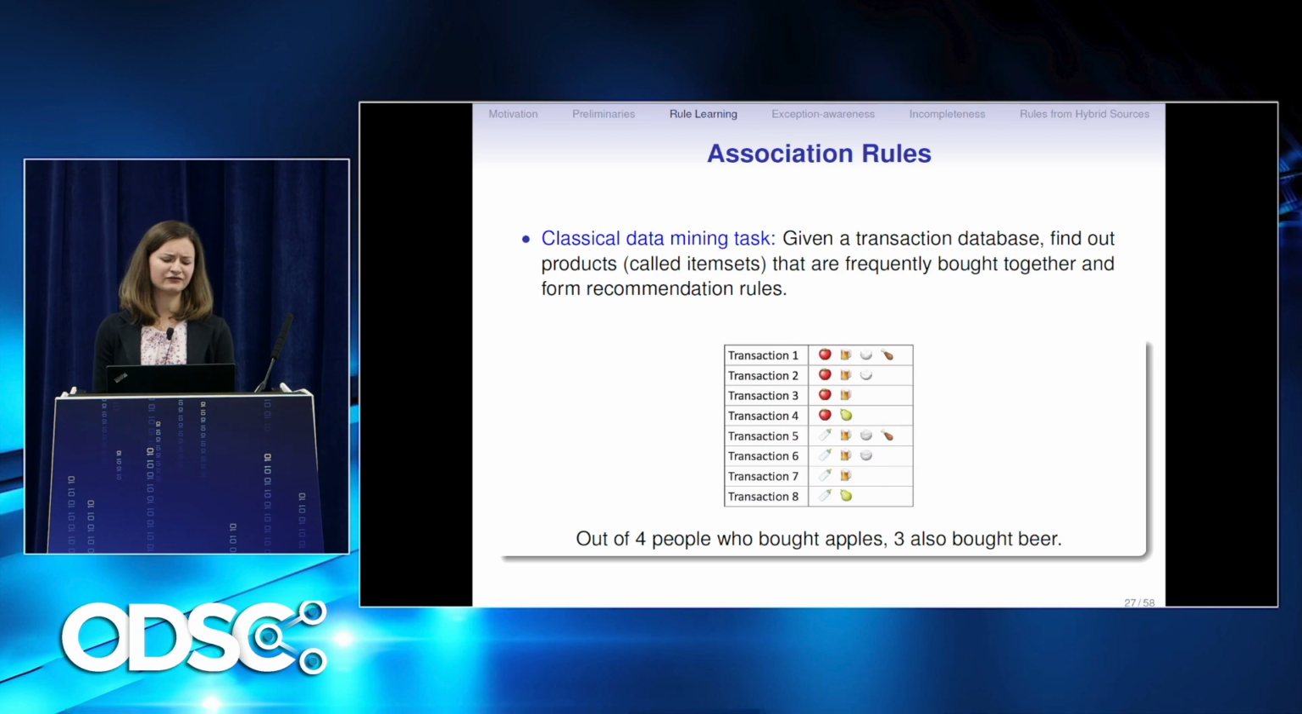And we could observe that out of 4 people who bought apples, actually 3 also bought beer. This is so-called association rules. So correlations could actually be seen as some sort of rules as well. And this goes back to these data mining techniques.